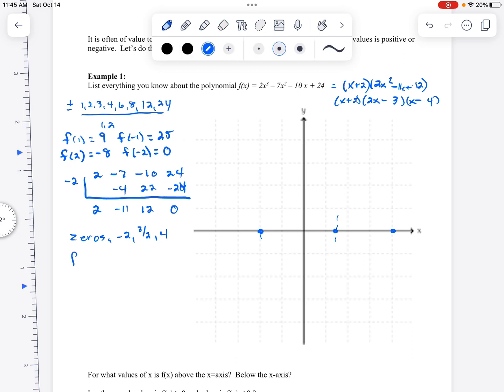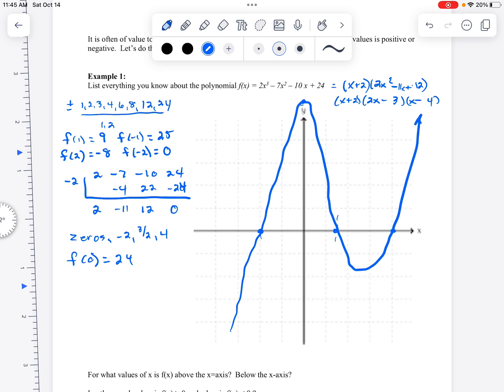And always good to get the intercept. Plug in a 0, get 24. That's pretty high up here. Up from the left, it's going to hit way up there at 24. I don't really know how deep it goes. I could check some points if I wanted to, but this is the general shape.